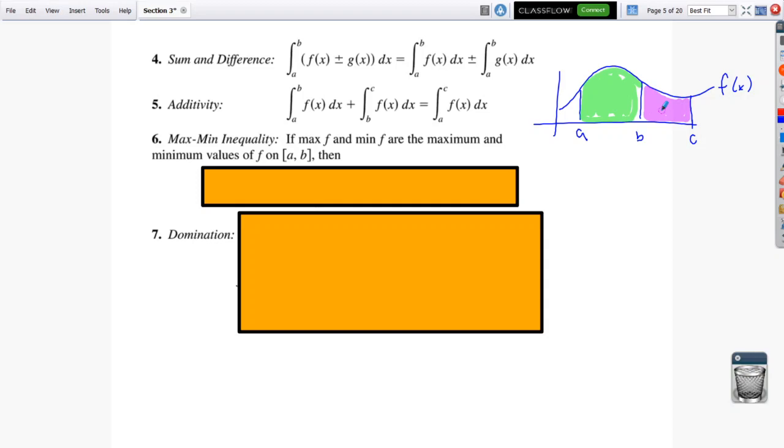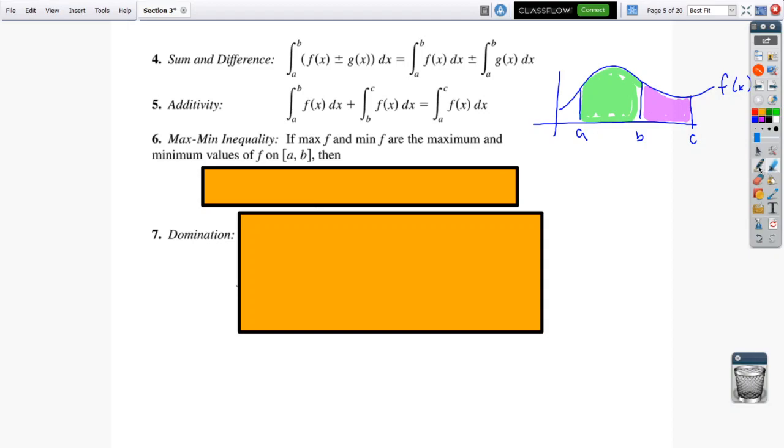If you are adding two integrals together and the integrand is the same and the upper limit of the first matches the lower limit of the second, you can just cut out that middleman. You can just talk about the integral from a to c of that.